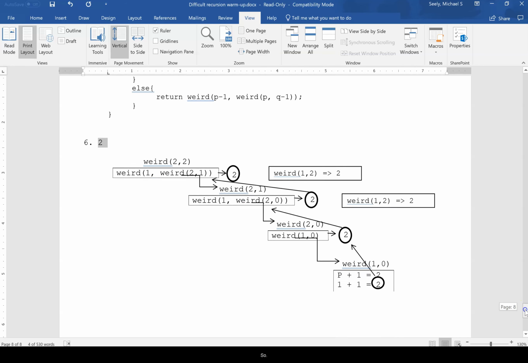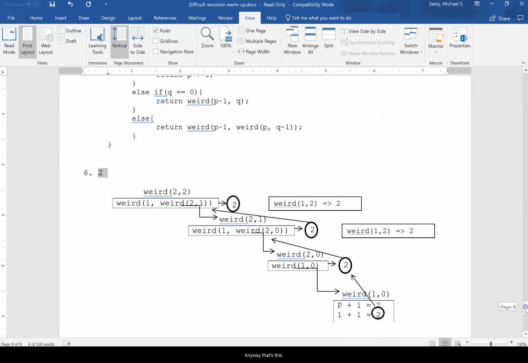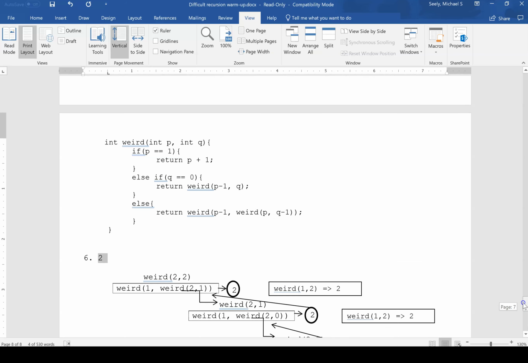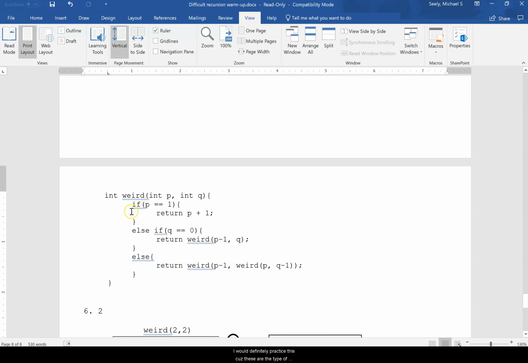So anyway, that's this. I would definitely practice this, because these are the type of questions that are going to be on your AP test and what you'll be graded for. And again, I tell everybody, at first, recursion looks really complicated and it's hard to follow, but once you practice this and do all these problems, this is easy layup stuff. This is where you get your bread and butter points and make sure you get your passing score.